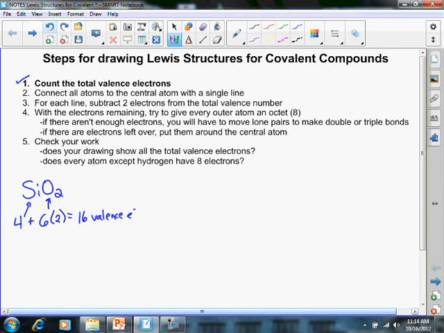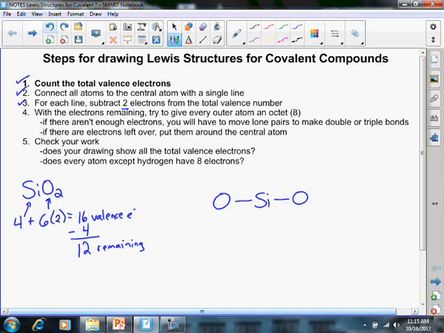Okay. Now, we want to connect all the atoms to the central atom with a single line, and in this case I'm going to make silicon the central atom so that I can get a little symmetry, make it look a little uniform out here. Silicon in the middle. For each line, which represents a bond or a shared pair of electrons, I'm going to subtract 2 electrons. So I've got 2 lines, I'm going to subtract 4 electrons, which would give me 12 remaining.